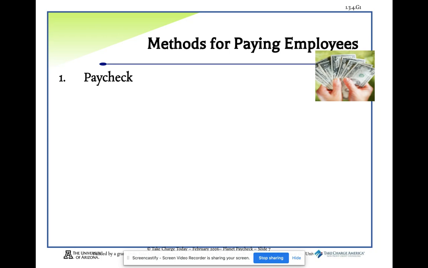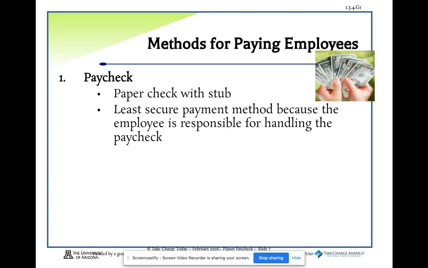So some methods for paying employees, some of you might be familiar with them. The most common is a paycheck, so this paper check with a stub on it. It's the least secure payment method because the employee is responsible for handling the paycheck, so they're responsible for that paycheck to get into their bank account.